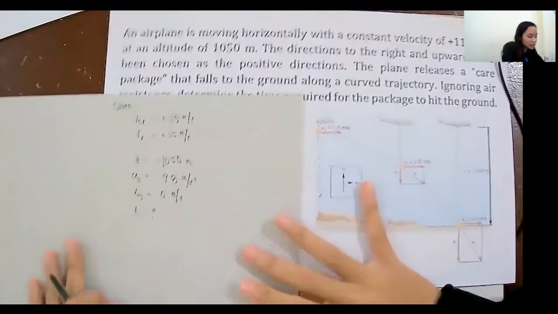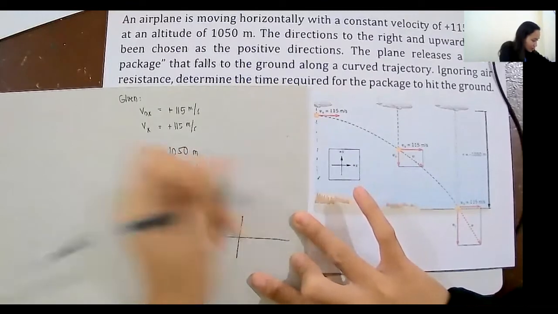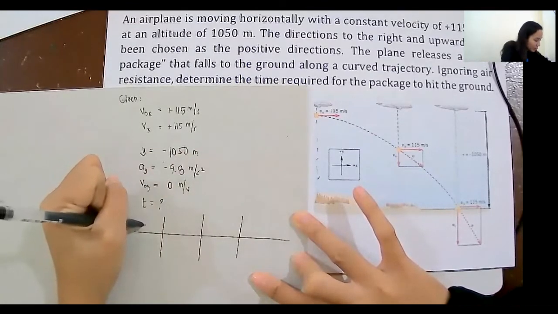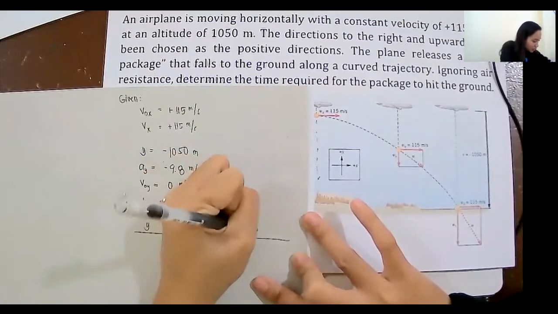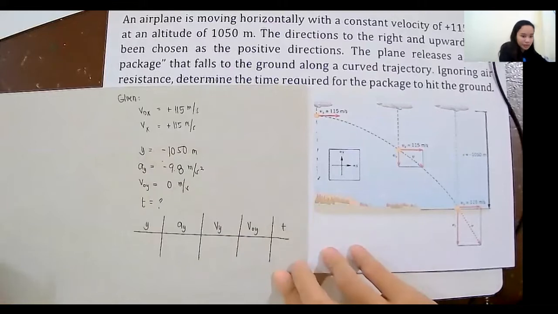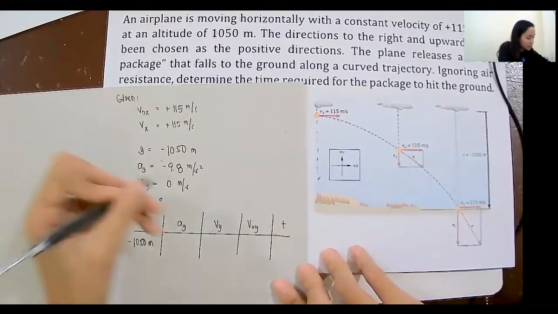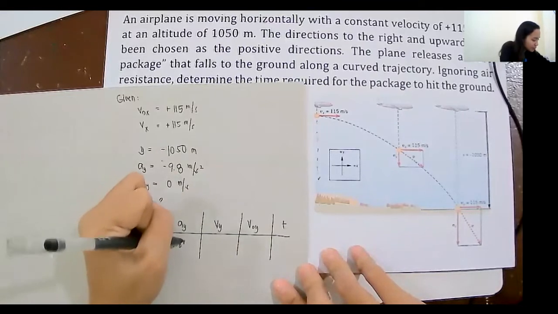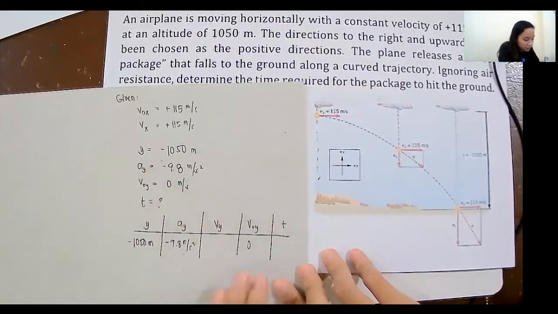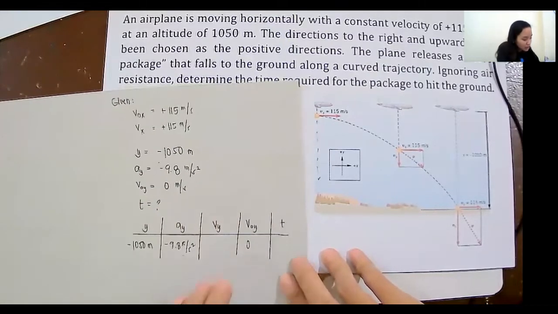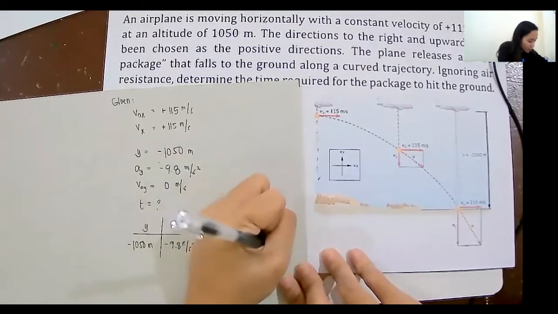Okay, so you can also write this given in a table. So we have here your y, your ay, v not y, and then your time. Meron tayong y, that's negative 1,050 meters. Your ay, negative 9.8 meter per second squared. Your v not y, your initial velocity, is zero. And then your time is what we are looking for in the problem.